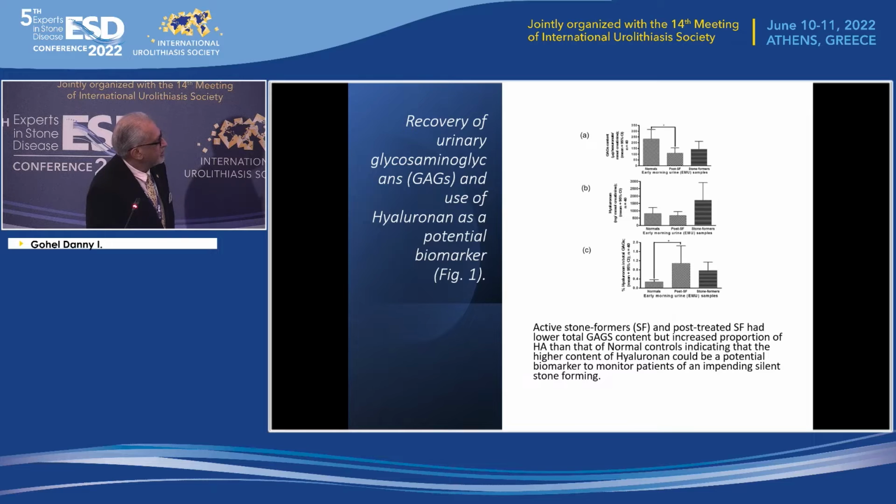So the first thing we looked at was the GAGs, and that was the hyaluronic acid. The main thing that we found was, these are the normals, and these are the stone formers before and after stone removal. And we can see total GAGs is quite low in general. But when we look at individual GAGs like chondroitin sulfate, dermatan sulfate, and hyaluronic acid, if you go to the third graph, we see compared to the normals, hyaluronic acid is much, much higher in both the active stone formers and even the stone formers when the stone is removed, even when they're stone-free already.